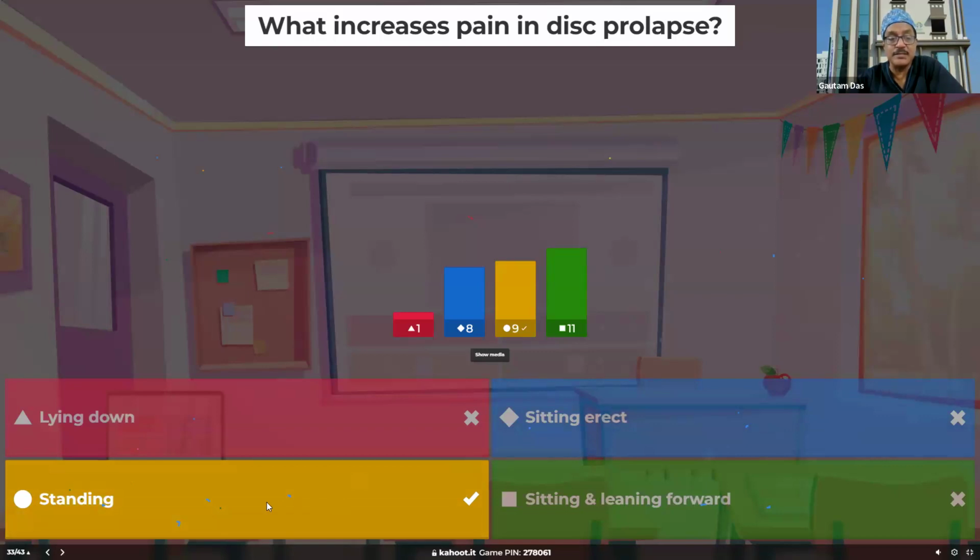So that is the right answer. Lying down and sitting are not going to stress the nerve root. If you are flexing the knee, the nerve root is no longer stressed. So in prolapsed disc, standing or even lying down straight is going to increase your pain. Sitting reduces the pain.